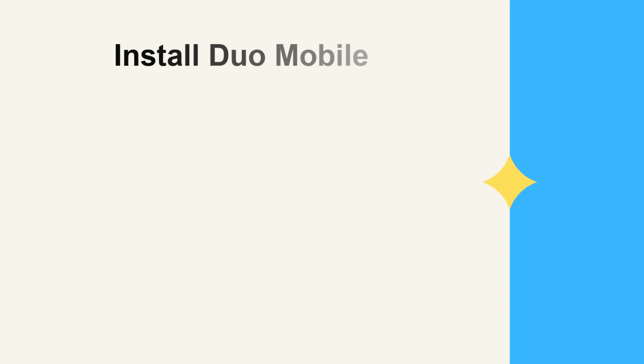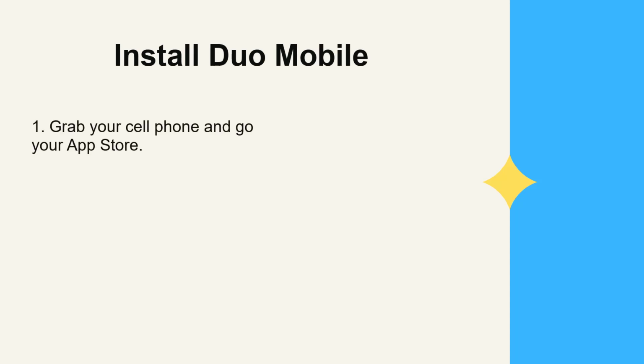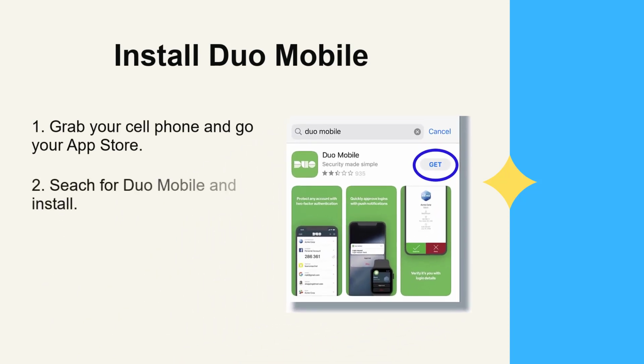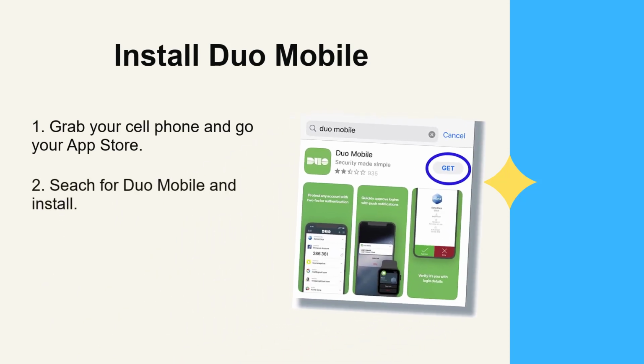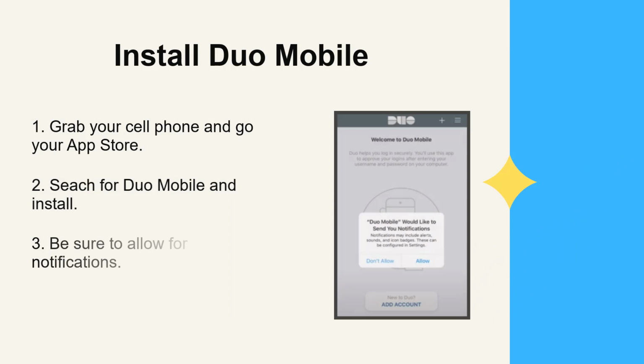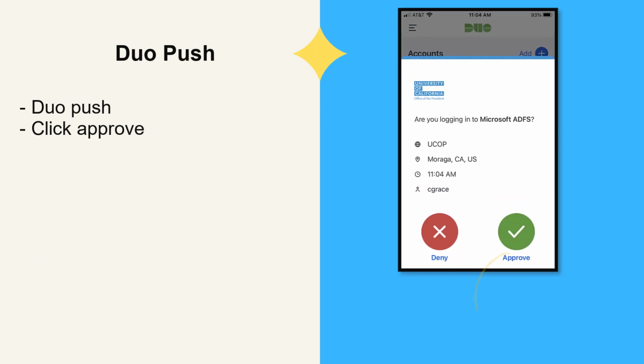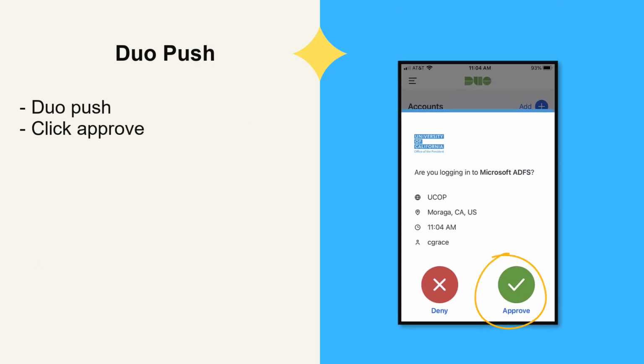Let's install Duo Mobile. Grab your cell phone and go to your App Store. Search for Duo Mobile and install. Be sure to allow for notifications. Now that you have installed Duo Mobile, let's learn about the Duo push and clicking Approve.